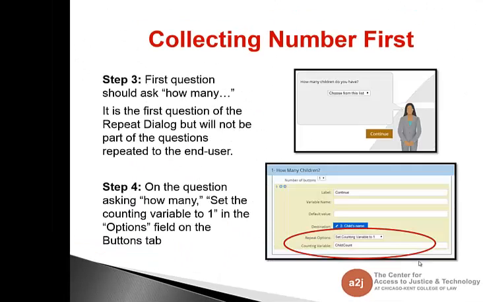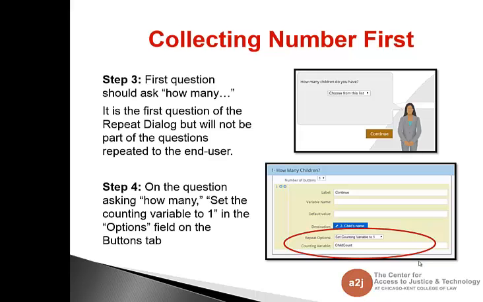Once you have a counting variable, you create your how many question. This is the first question of the repeat dialogue, but it will not be part of the questions that are repeated to the end users. So a common mistake is to make this a repeating question. A lot of times when people come to me and they say they have problems, my repeat loop's not working, it just keeps taking me through the loop, but it's not accepting any of my answers. It's because they made that how many question part of the repeat loop. So it's not part of the repeat loop. It's a jumping off point for the repeat loop, but it should only be asked to the end user once.